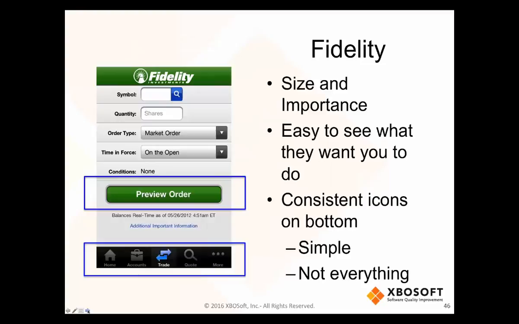Here's an example of something that's a very, very simple task, and their use of color here. And you can see that Fidelity, they have a really huge button for preview order, and it's in green. There are no other colors on the screen, just that besides their logo. So it's a very simple task, and you can see that they don't want you to make mistakes. They want you to press that button.